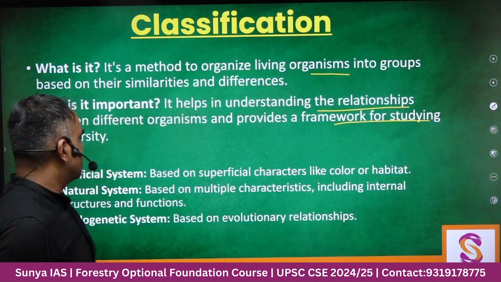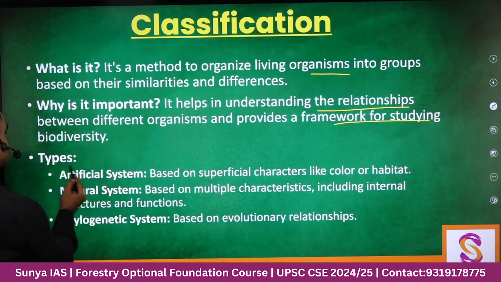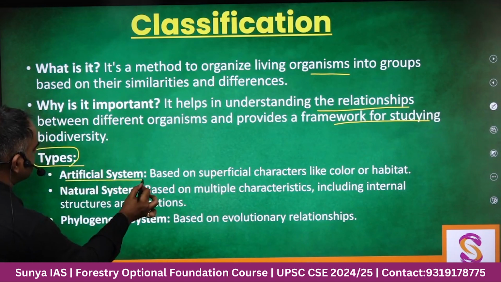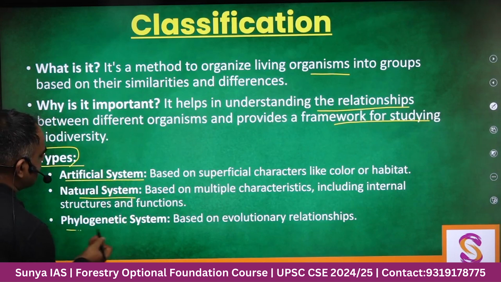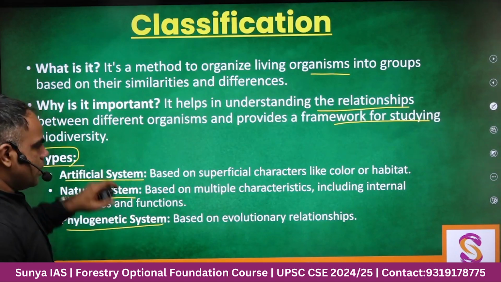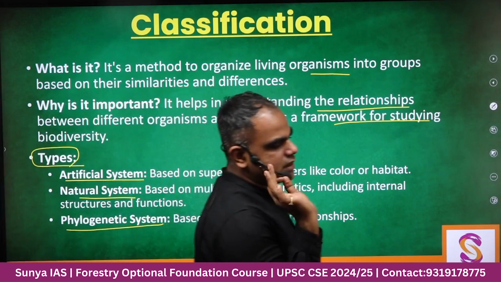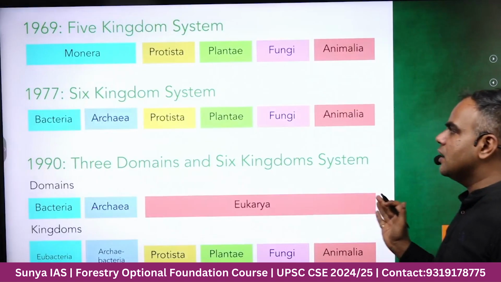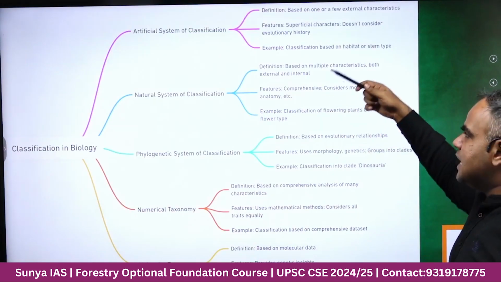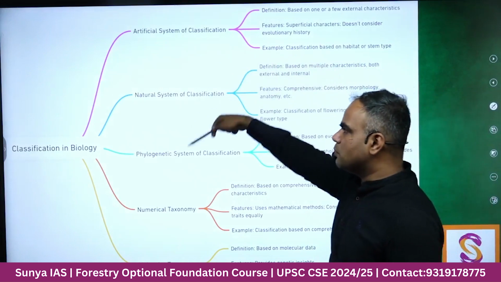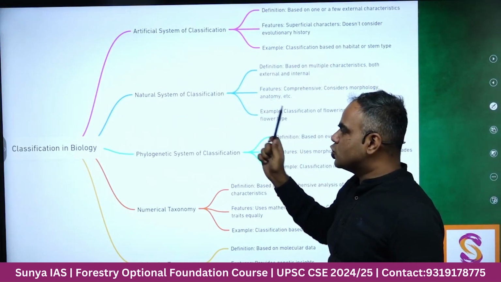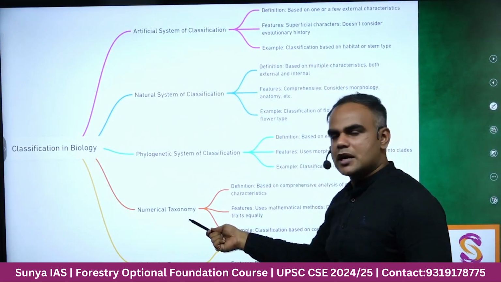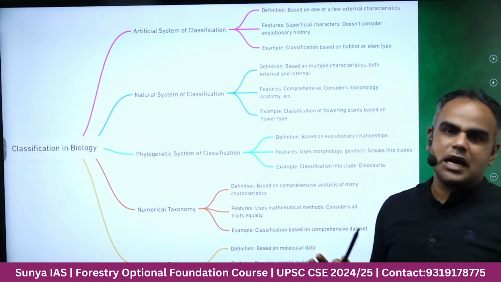Now the types are: there is an artificial system, there is a natural system, there is a phylogenetic system. In all of this, just remember the keywords because this is actually very detailed. I have also added a mind map. So basically these three are the main ones: artificial, natural and phylogenetic. And you also have numerical taxonomy and molecular taxonomy.